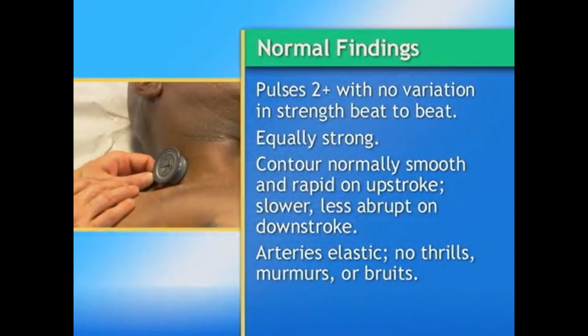Pulses 2+ with no variation in strength from beat to beat, equally strong. Contour normally smooth and rapid on upstroke, slower, less abrupt on downstroke. Arteries elastic, no thrills, murmurs, or bruits.